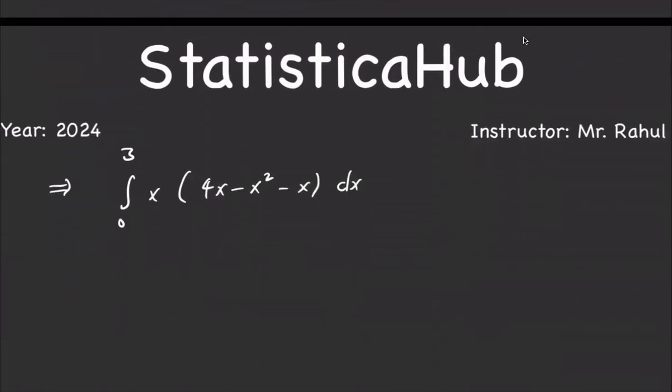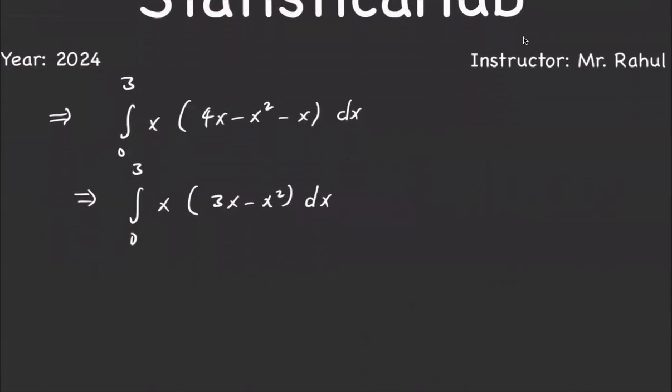Okay, solving it further, I will be getting integration 0 to 3, we have x, then if you solve this part, that will be coming out to be 3x minus x square, dx. Okay, simple thing. Moving ahead with this part. Now again, you have to go for the integration, but before that I can just go for the multiplication first. So 0 to 3, 3x square minus x cube, and we have the dx.